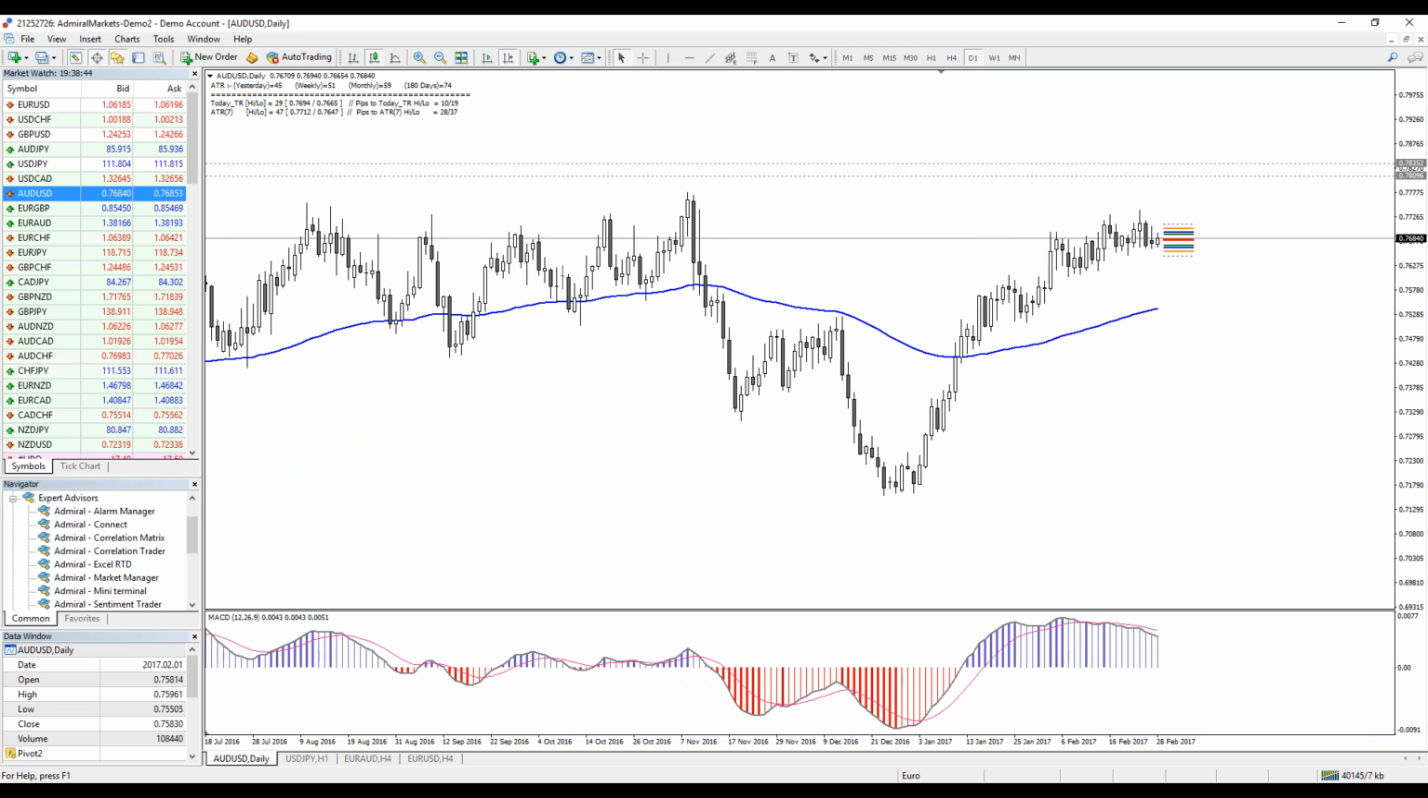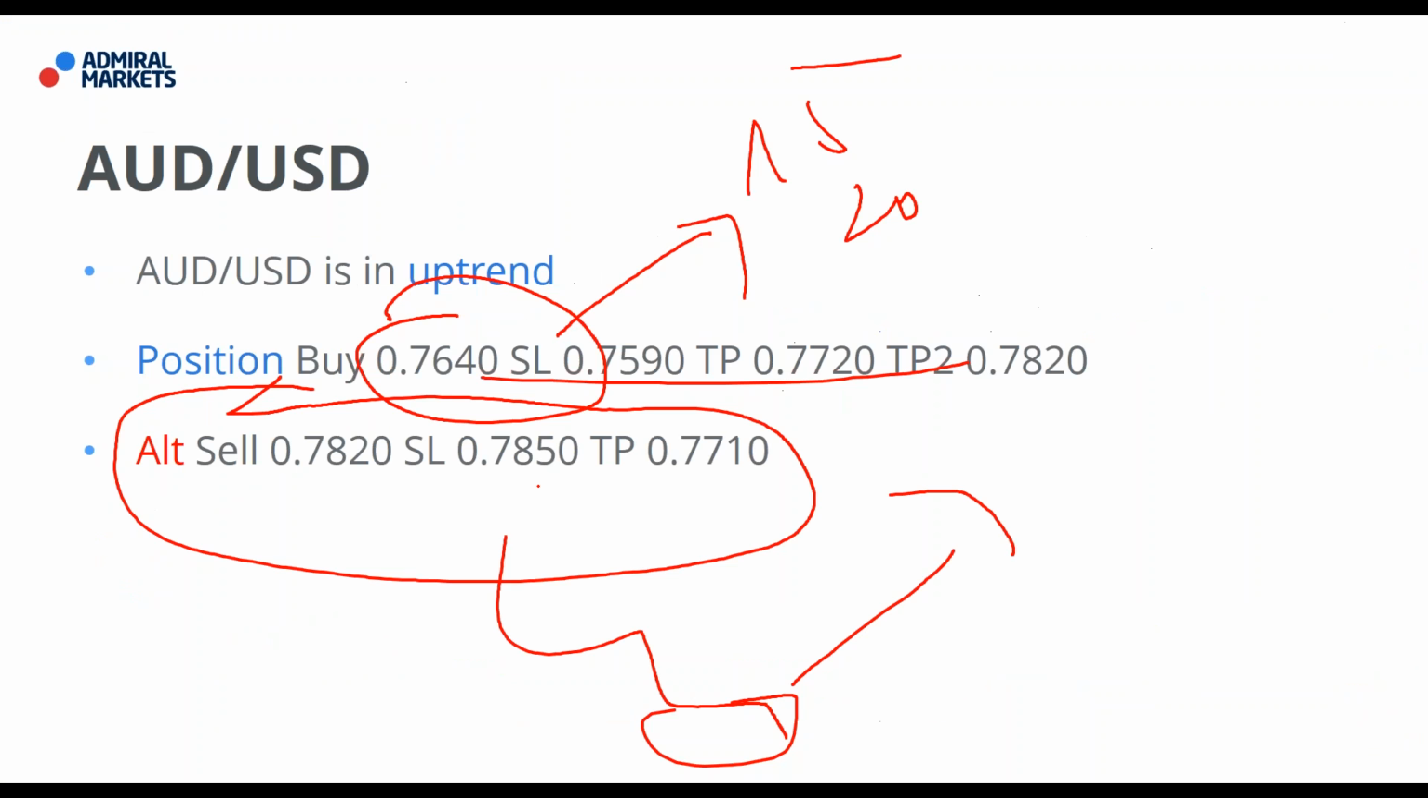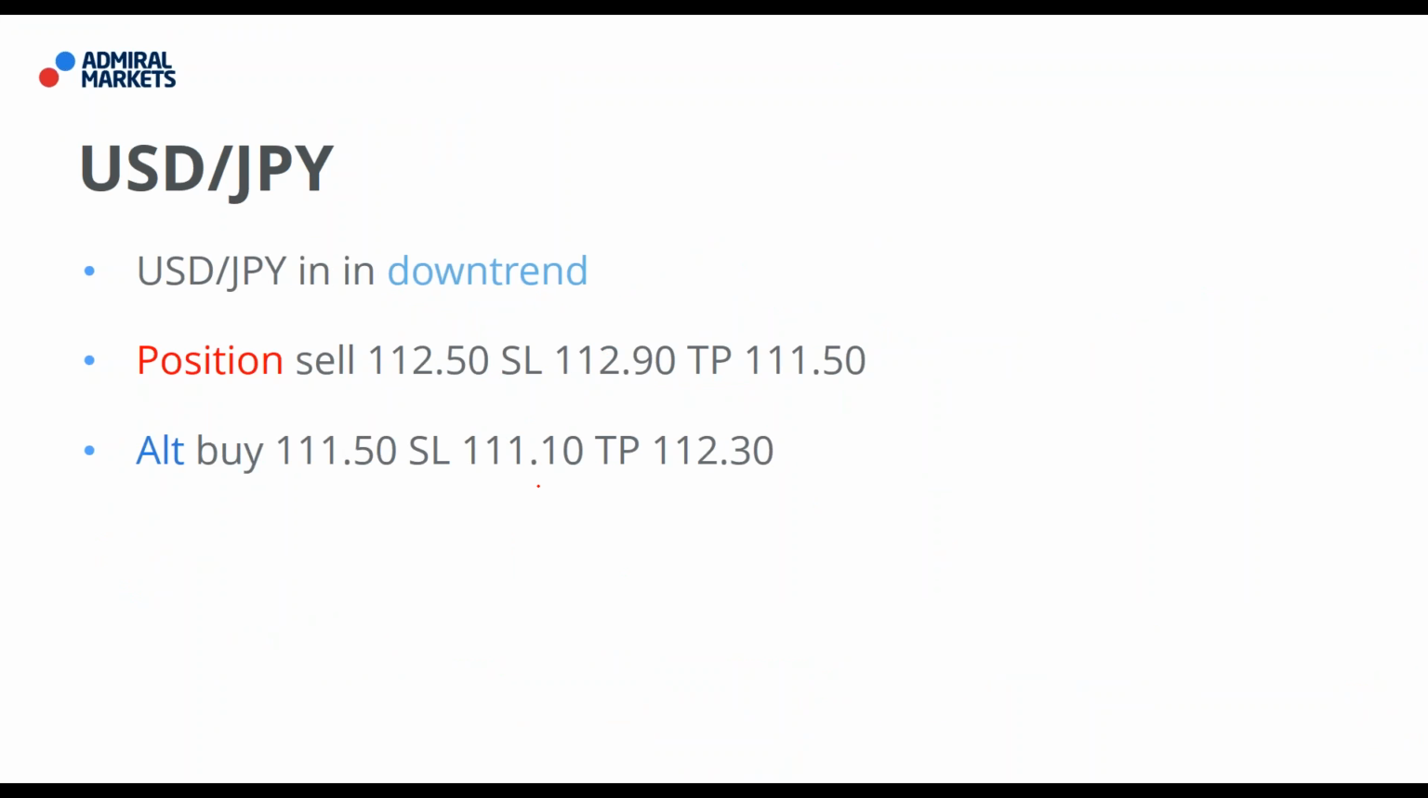So watch for this Australian dollar and finally dollar yen, and then I will try to answer your questions, guys, and we will finish in some 5 minutes. Dollar yen is in downtrend. 112.50 is sell, 40 pips above is a stop loss, 111.50, so 100 pips possible TP. Alternative buy 111.50, stop loss 111.10, TP 112.30.